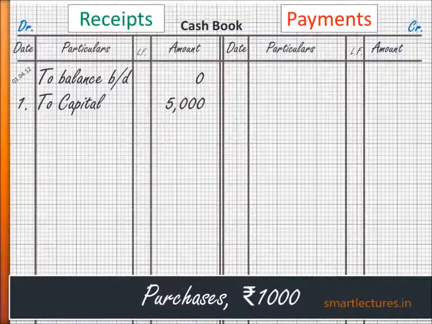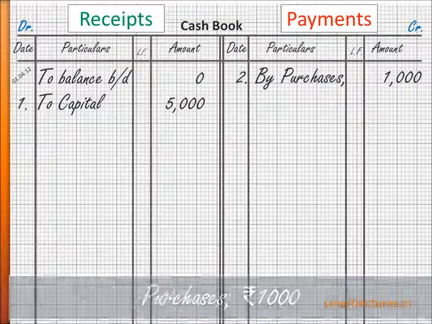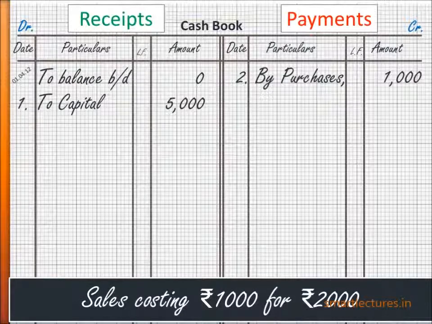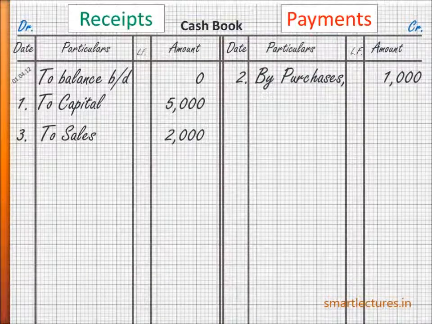Then purchases rupees 1,000. These are the cash purchases, cash transaction. It's a payment. Come on payment side. Rupees 1,000 in the amount column. What will be the narration? By purchases. Then cash sales of rupees 2,000. This is the receipt, cash transaction. Come on the receipt side. I mean to say debit side. Rupees 2,000 in amount column, and in the narration column, to sales. Rupees 2,000.